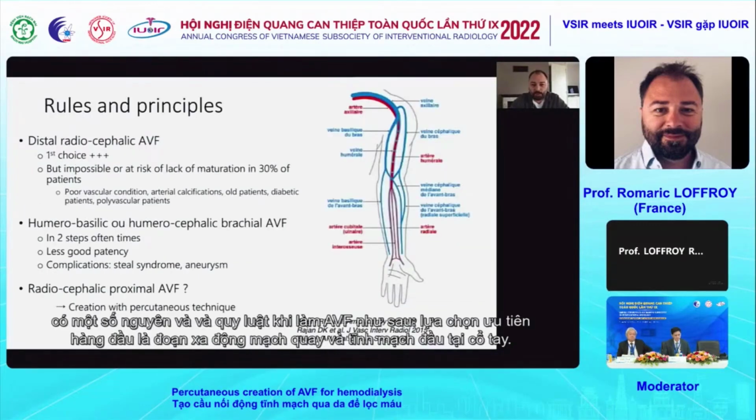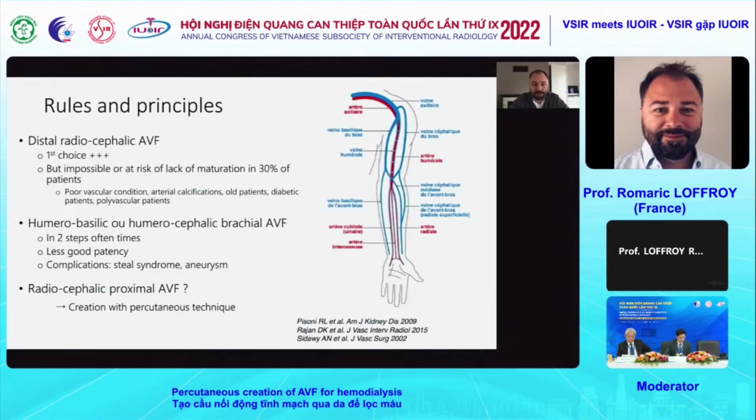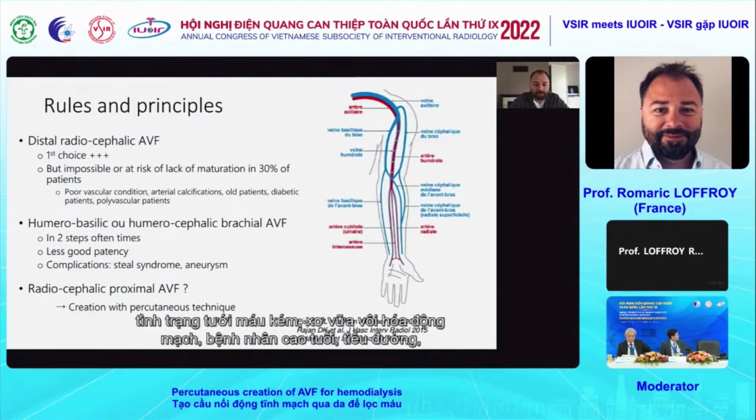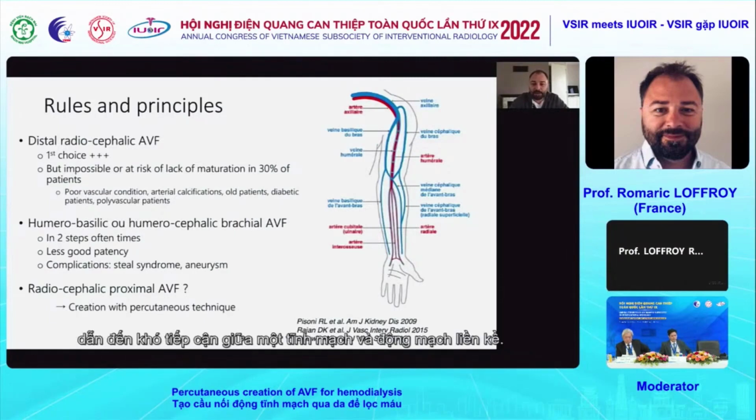So some rules and principles with fistulas: as much as possible, we have to use a distal radiocephalic arteriovenous fistula. It should be the first choice because in terms of patency, we know that this is the best option for long-term patency, but this is impossible or at risk of lack of maturation in up to 30% of patients for many reasons. Vascular condition, calcifications, diabetic patients, polyvascular patients, making a potential anastomosis between the artery and the vein quite difficult and at risk.